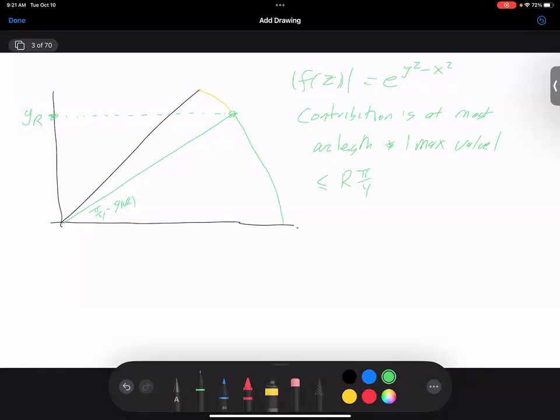And then the maximum value would be e to the negative, let's call it e to the y sub r squared minus x sub r squared. Now we know x sub r squared is greater than y sub r squared, because we're past the 45-degree line. So the hope is we've moved far enough down that we're okay. So I'm going to go to a new page to start writing this, because the trig is going to be a little bit involved.